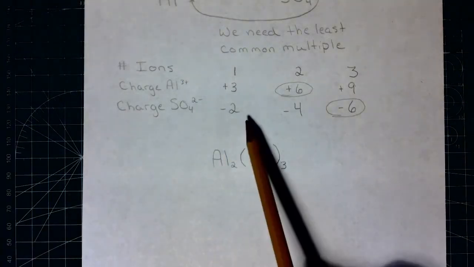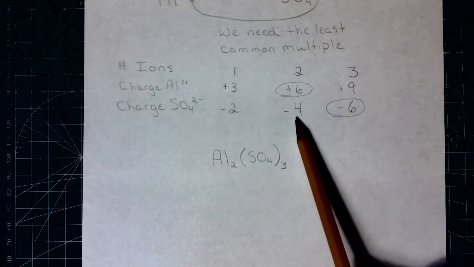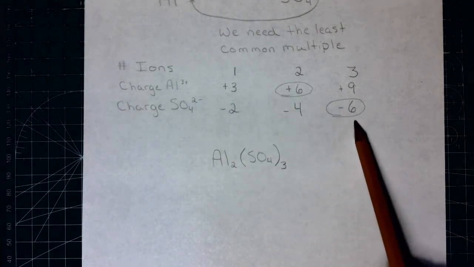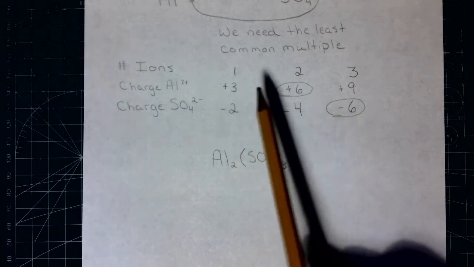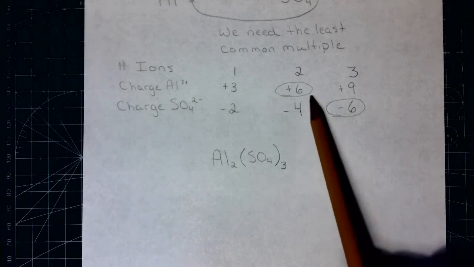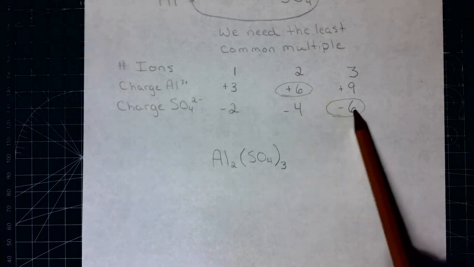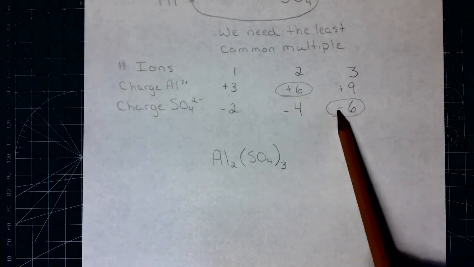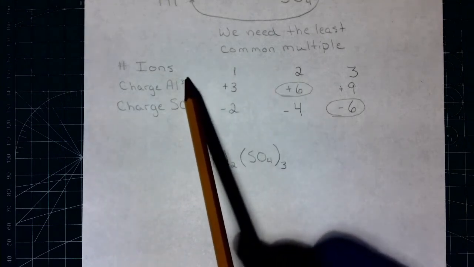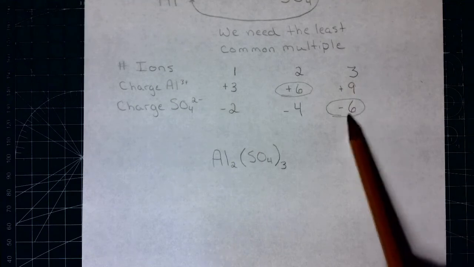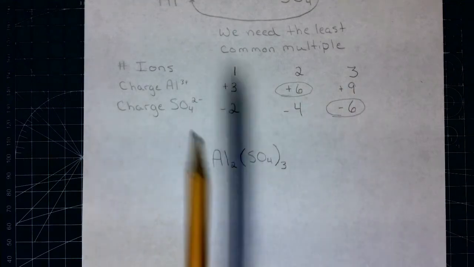If we had 1 sulfate, we'd be at -2. If we had 2, we'd be at -4. At 3, we're at -6. So we need to find a matching one in here where we can match them up, and we can see that at +6 and -6, we would get our neutral compound. So that means that we need 2 of the aluminums and 3 of the sulfates.